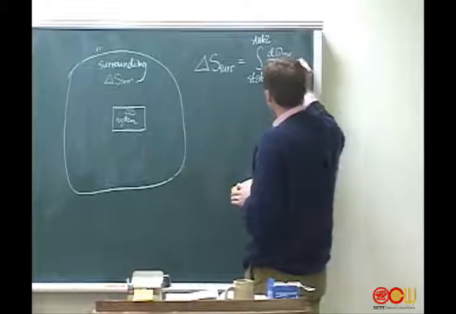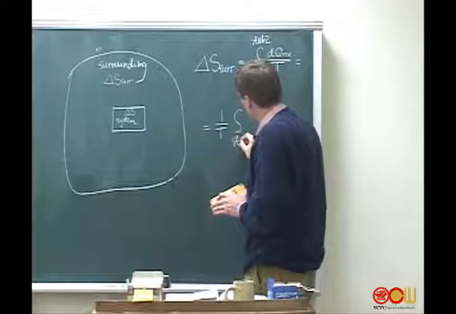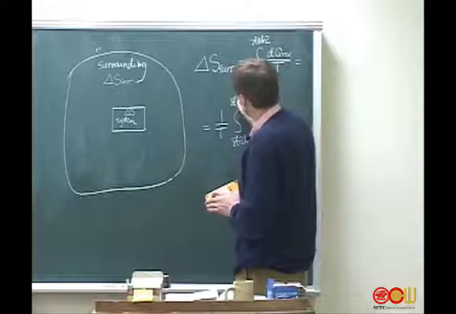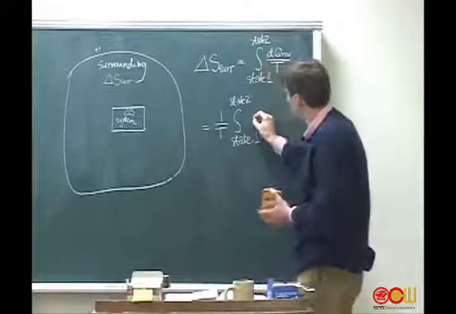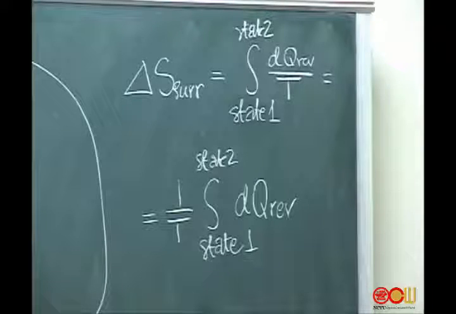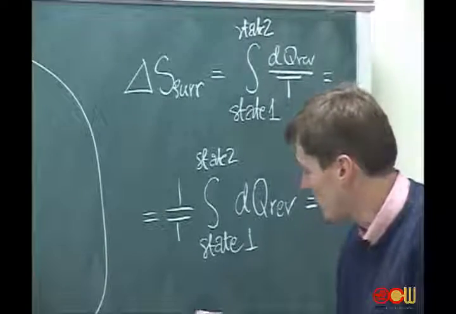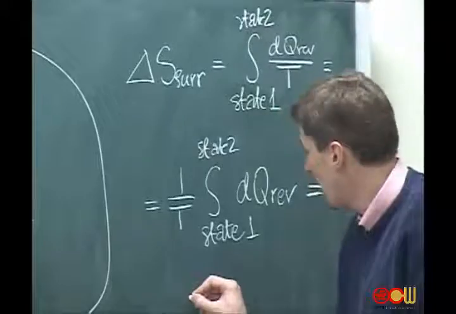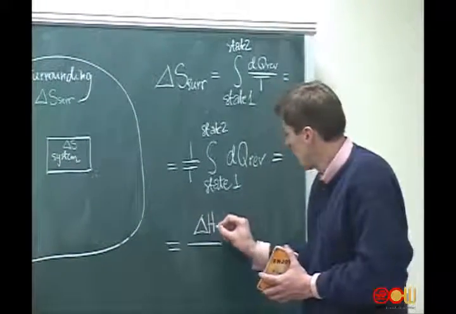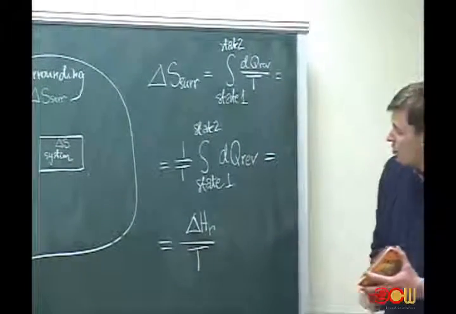And the temperature is constant. If the temperature is constant, I can take it out of the integral. And now, before reaction, after reaction, and I just sum all the heat transferred in this reaction. But if this is happening at constant pressure, I can just write that this is equal to the change of the enthalpy of the reaction divided by the temperature.